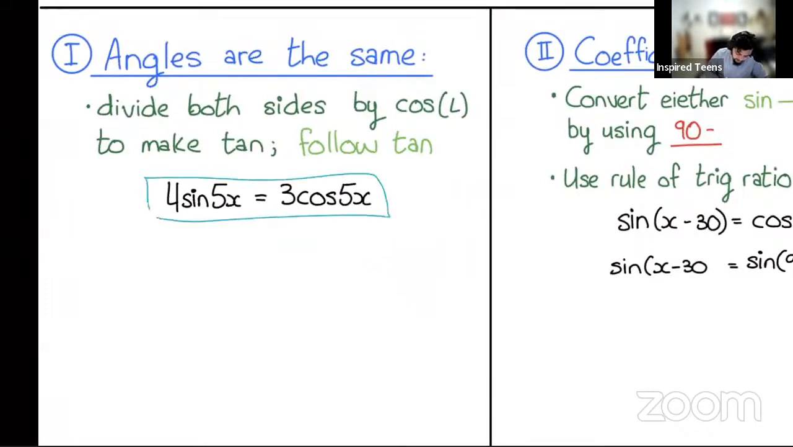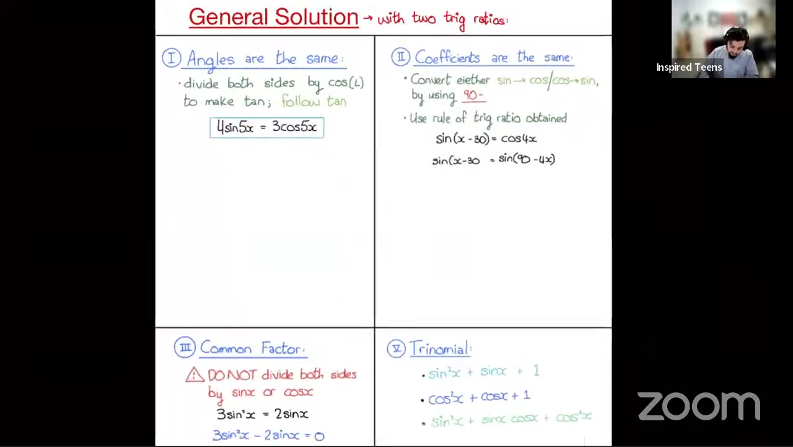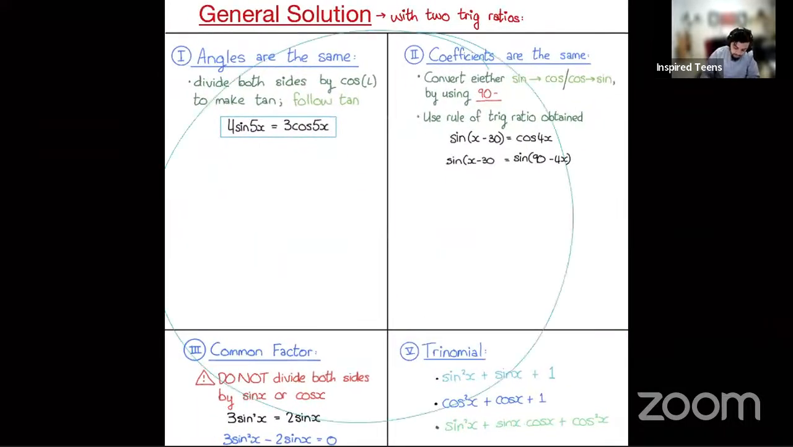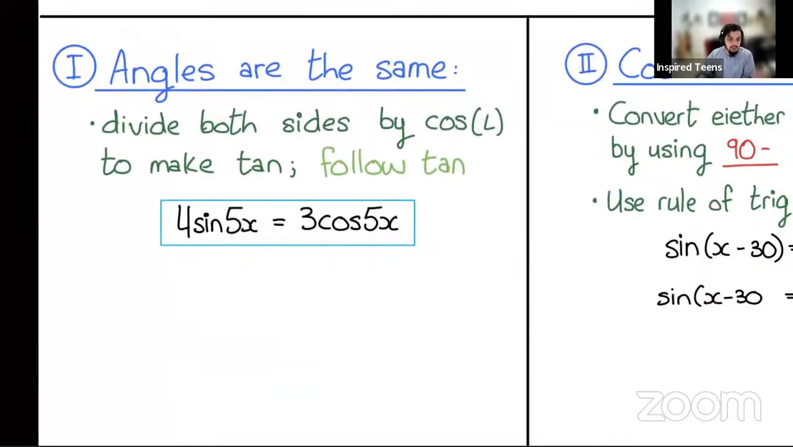We have 4 sine 5x is equal to 3 cos 5x. So this is not like the first example we did. This is a bit more complicated, right? Now we have again 2 different trigonometric ratios. So how do we solve that? All of these steps, step 1, 2, 3, 4, in Roman numerals, are steps which you should follow to try and solve your general solutions with 2 trigonometric ratios.